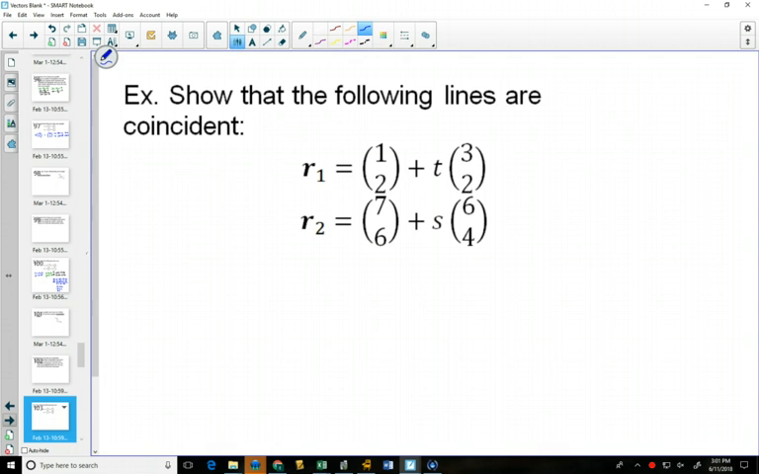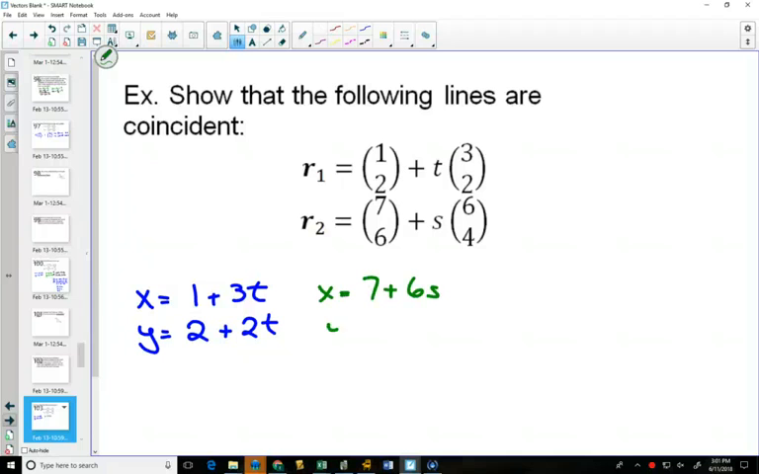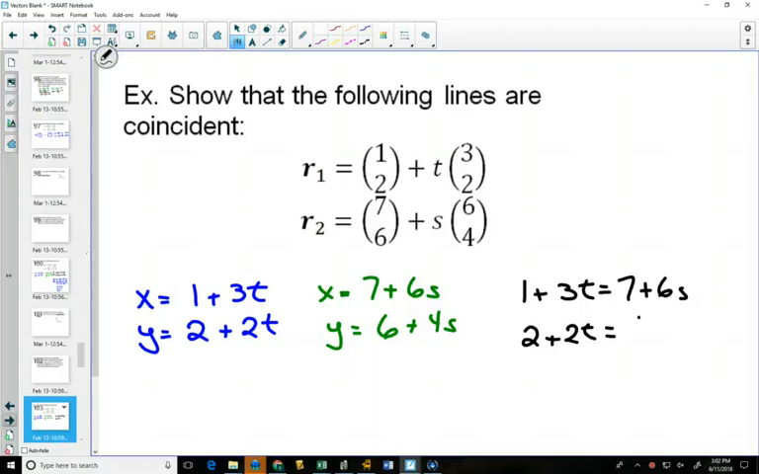They're the exact same line. So if I go to my parametric equations, for my one line I've got 1 plus 3t, and my other line I have 2 plus 2t. My second line I've got 7 plus 6s and 6 plus 4s. Which implies that 1 plus 3t has to equal 7 plus 6s, and 2 plus 2t is equal to 6 plus 4s.